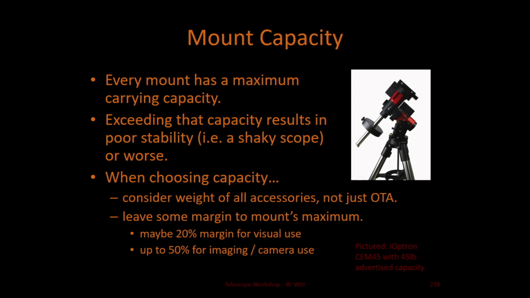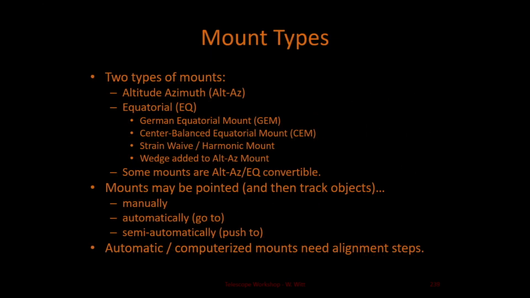So, some rule of thumb is maybe, leave 20% margin for visual use. For photography, you want to leave even more margin because the camera will pick up jiggles more easily than your eye effectively. Okay. Right, then we have these two types of mounts, alt-azimuth mounts and equatorial mounts.